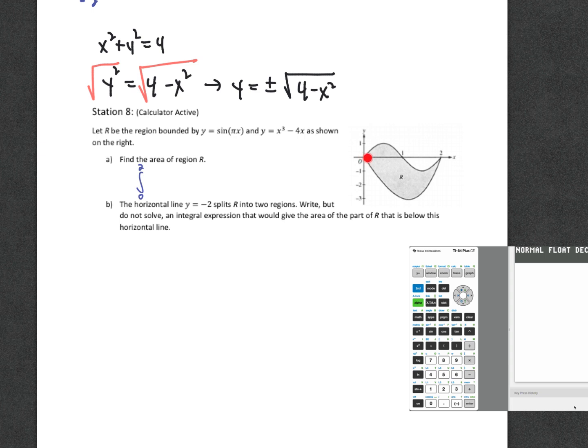The farthest left this goes to 0, and farthest right this goes is to 2 in terms of x. Okay, and then we'll do the top function minus the bottom function. And we got to be careful with parentheses. Okay, and that's it. So let's go to the calculator.